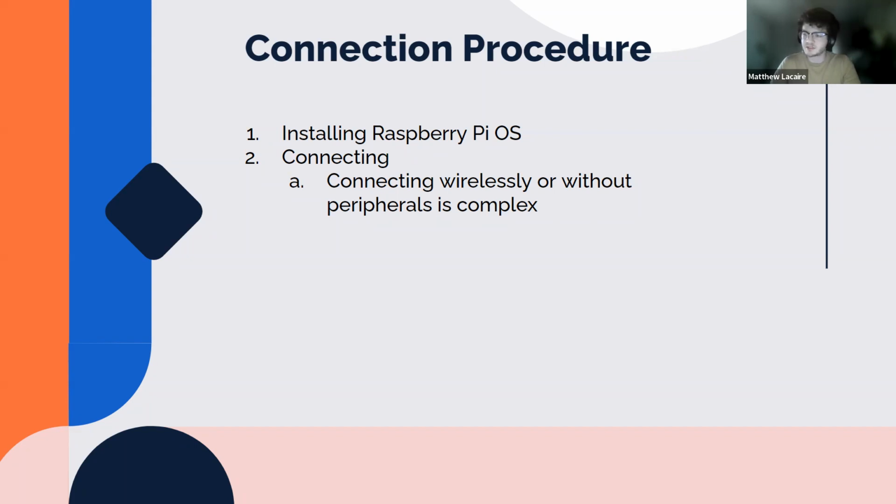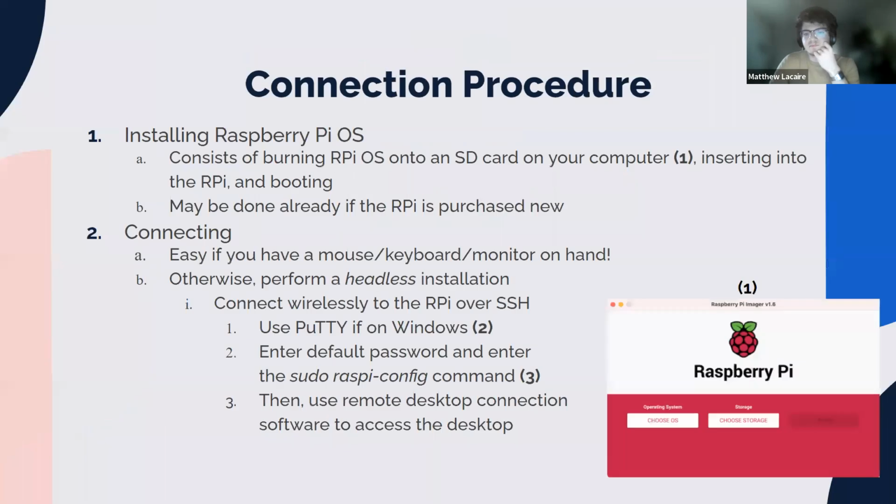There are two ways of doing this. The traditional way is just getting peripherals, a keyboard, mouse, and monitor, and then connecting that way. It's really quite simple that way. But if you do it wirelessly, it's a lot harder, but still manageable.